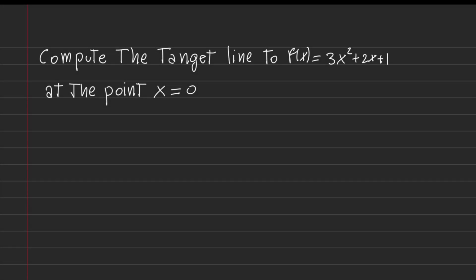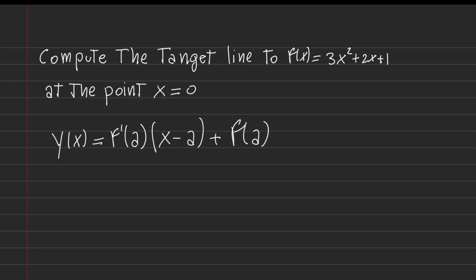I want to compute the tangent line to the function f of x equal to 3x squared plus 2x plus 1 at the point x equal to 0. So let's recall the general formula. The tangent line at any given point a to a function is given by y of x equal to f prime of the point of tangency, times x minus the point of tangency, plus f of the point a. And now we have to apply this formula where f is equal to 3x squared plus 2x plus 1 and a is equal to 0.